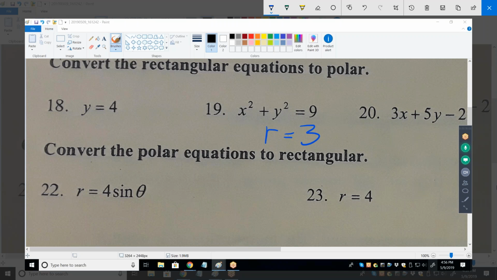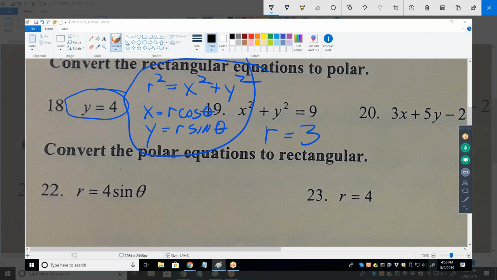Now, to do this one, we need to remember the things you want to memorize on polar. The 3 most important equations are these: r squared equals x squared plus y squared. x is equal to r cosine of theta, and y is equal to r sine of theta. That's it. Memorize those.